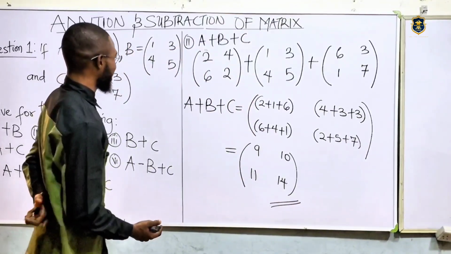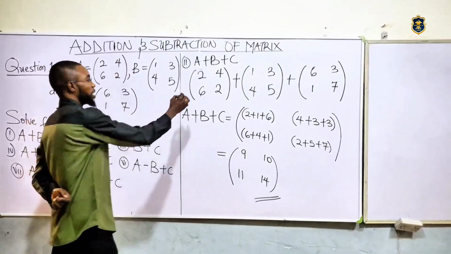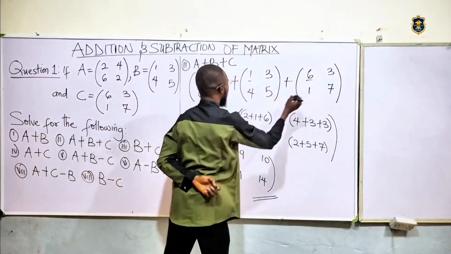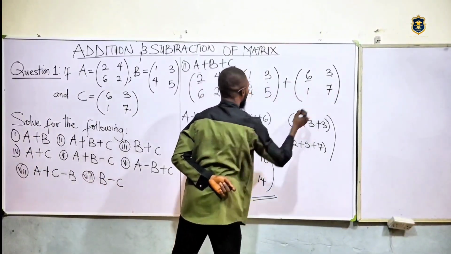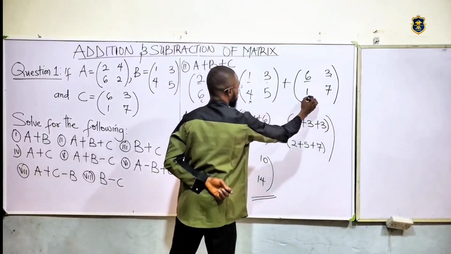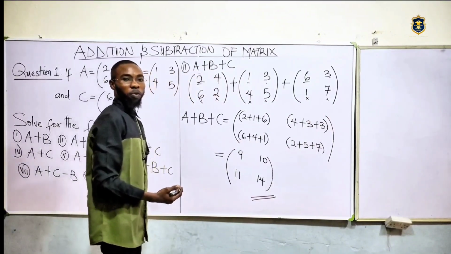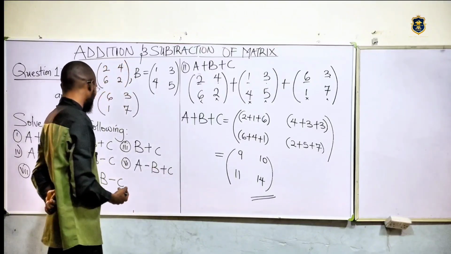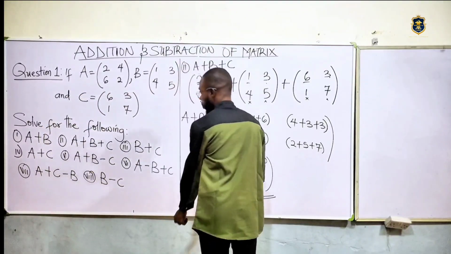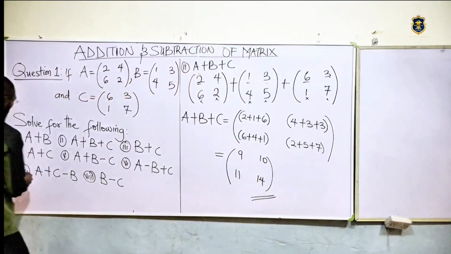I'm sure you understand what we just did. Just basically adding each element. This and this we add. This and this we add. This and this we add. As well as this we add. That's the basic way of how we're going to do matrix addition. Let's look at the third question. I'll do number 3 and I'll let you do number 4.